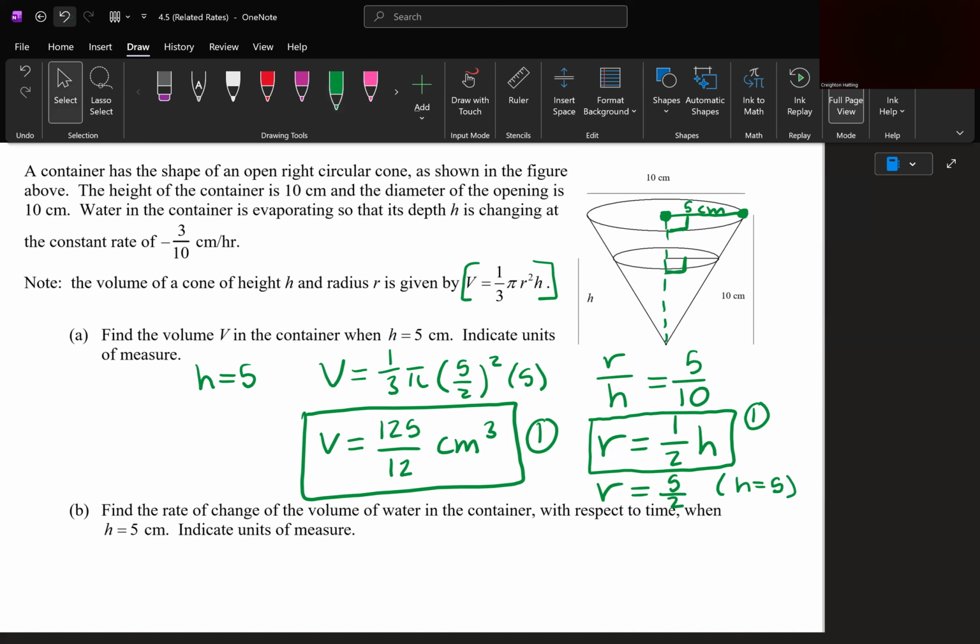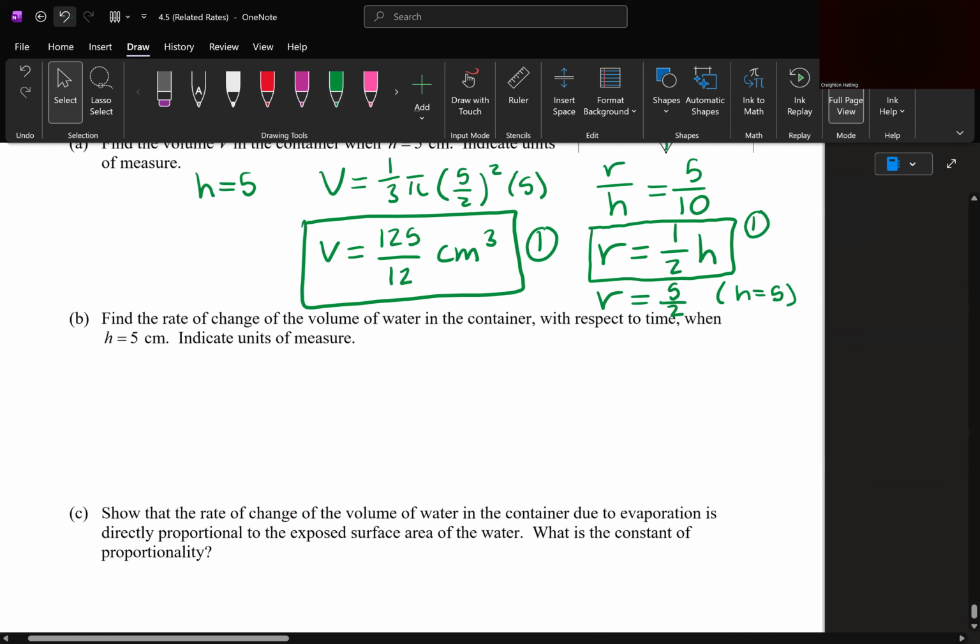Okay, let's move on to B. We haven't done any calculus yet, so let's move on to B. Oh, now we're finding the rate of change. The rate of change of the volume of water in the container with respect to time when H is 5 centimeters, indicate your units of measure. Again, they so helpfully remind you to include your units at the end.